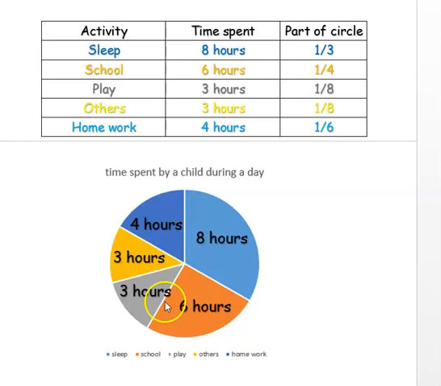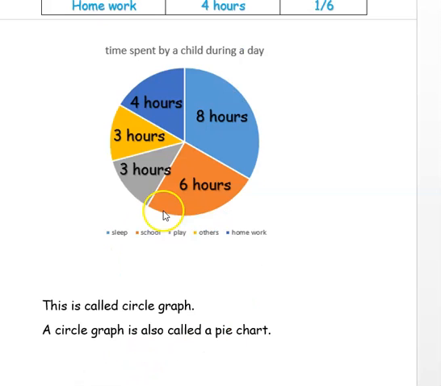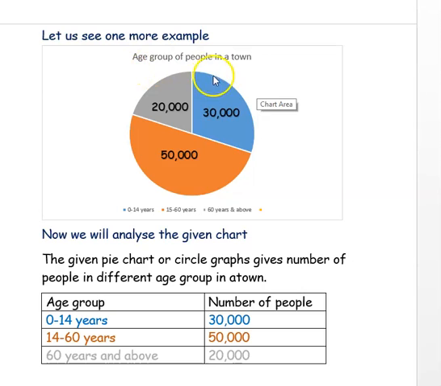So the different colors represent different activities. This type of graphical representation we call a circle graph. Circle graph is also called a pie chart. Now let's see one more example. Here a pie chart is given, and now we are going to analyze the given pie chart.